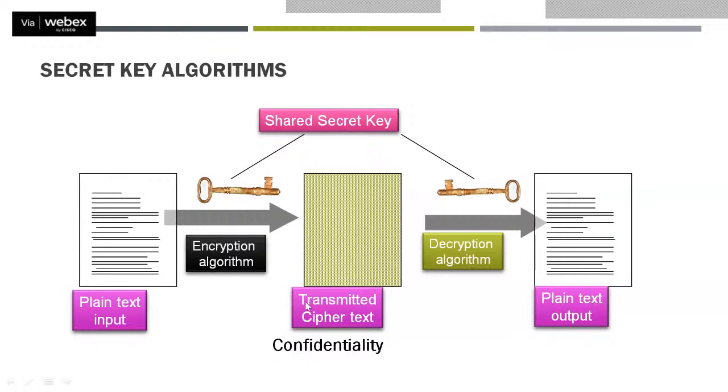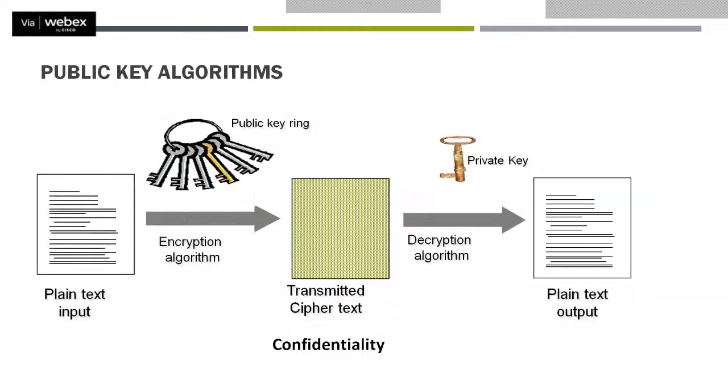The service which we achieve with the help of this symmetric key cryptography is confidentiality. So there is a plain text, encryption with the secret key, then decryption with the secret key, and the plain text will be the output at the receiver side. There is a sender and there is a receiver. This is how the secret key algorithm works.